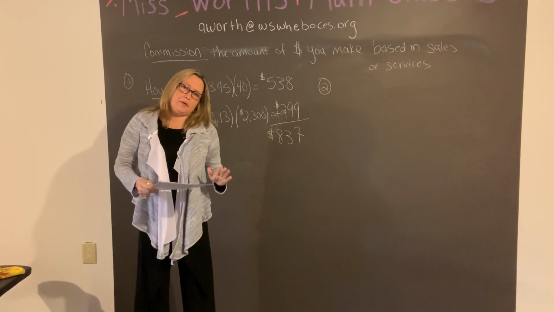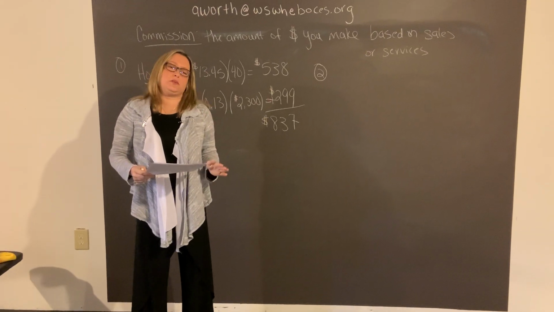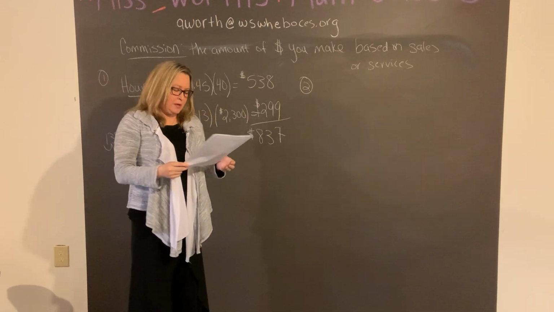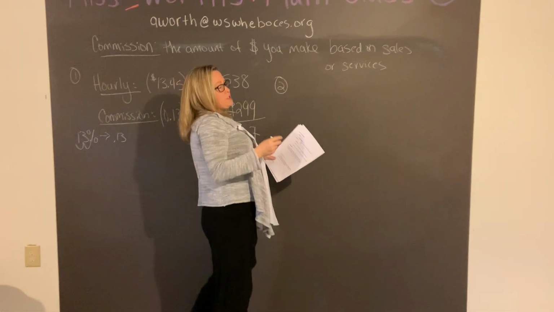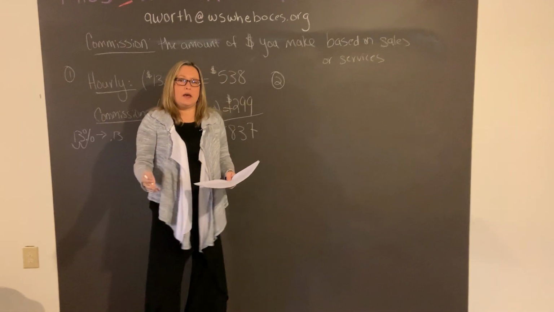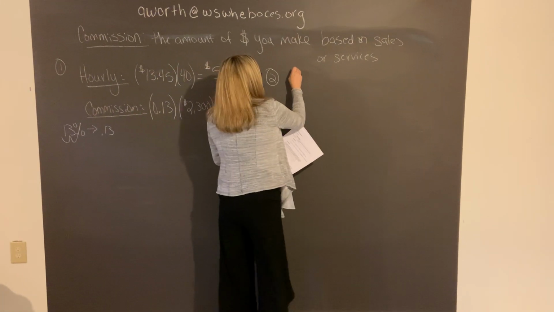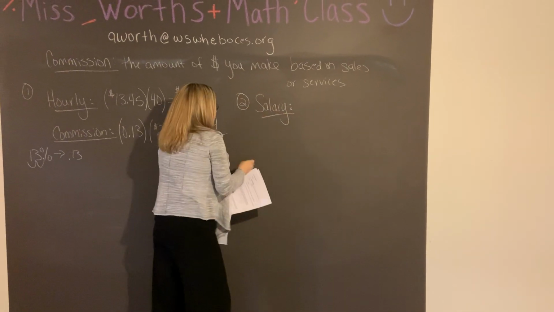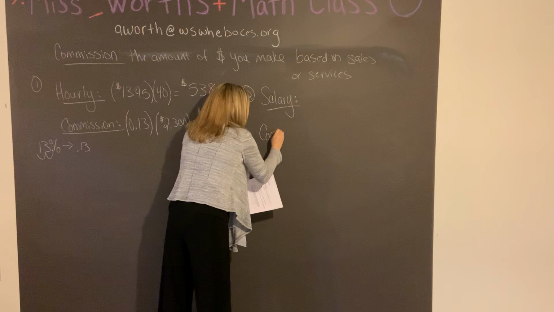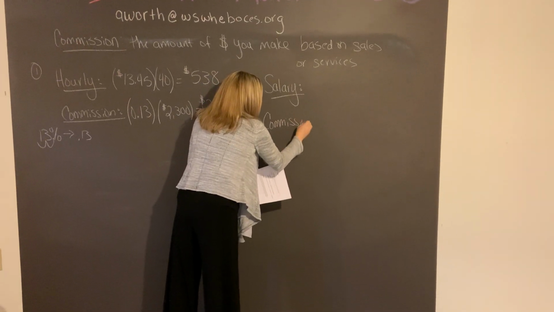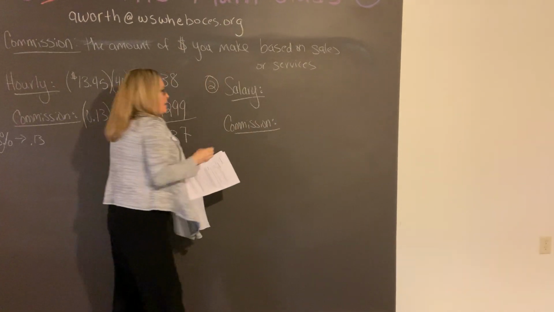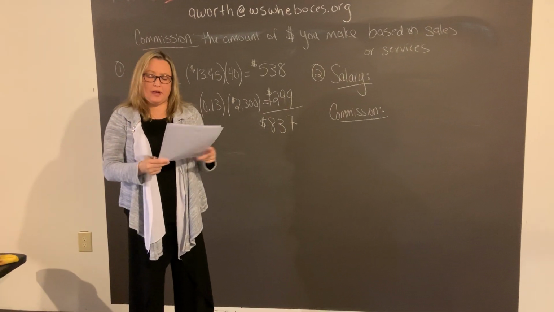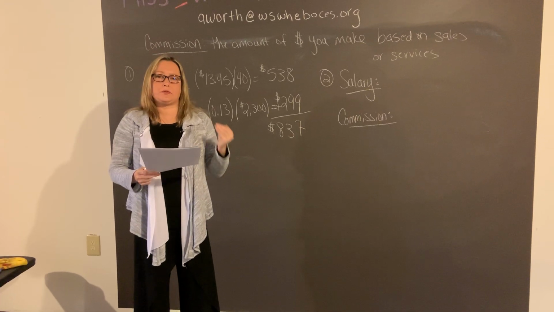If you need to stop and read these problems a couple times, please do it. I know I read this one 2 or 3 times just to make sure I knew exactly what I was looking for. So again, I'm going to break this down into 2 things. I know she gets paid salary, and she gets paid commission. All right, so her salary and her commission. And the biggest question is, what is this actually asking for? It's asking for her weekly gross pay.